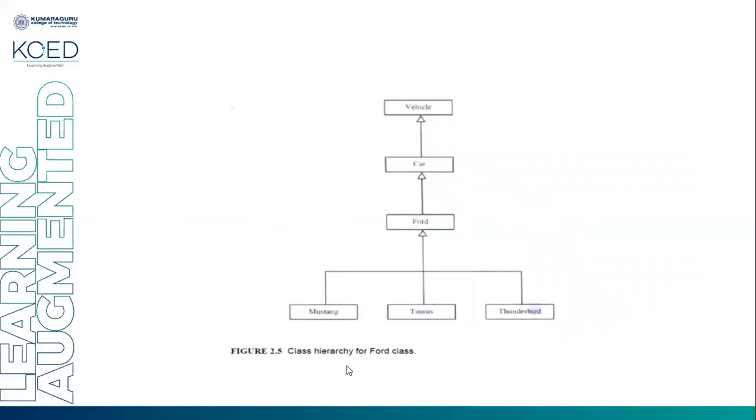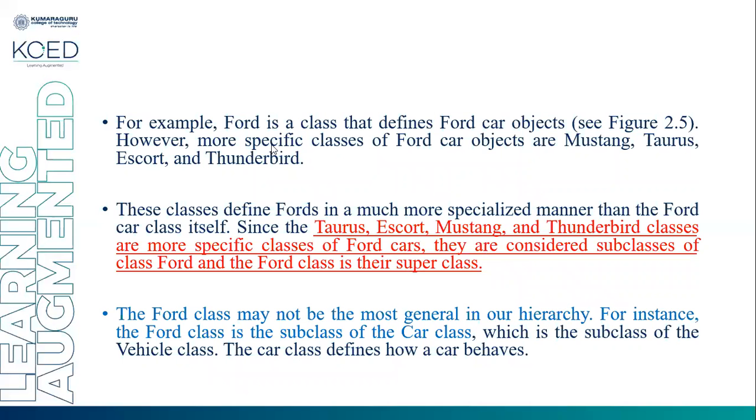So see this example: the class hierarchy of a Ford class. Vehicle is a superclass, car is a subclass of the vehicle, Ford is a subclass of car, and the Mustang, Taurus, and Thunderbird are the subclasses of the Ford class. The Ford class is simultaneously the subclass of the car class and the superclass of the Mustang, Taurus, and Thunderbird. So this explains the example.